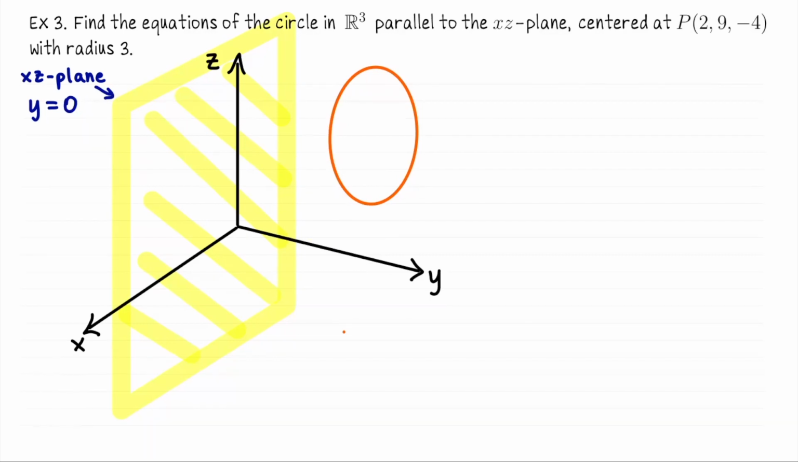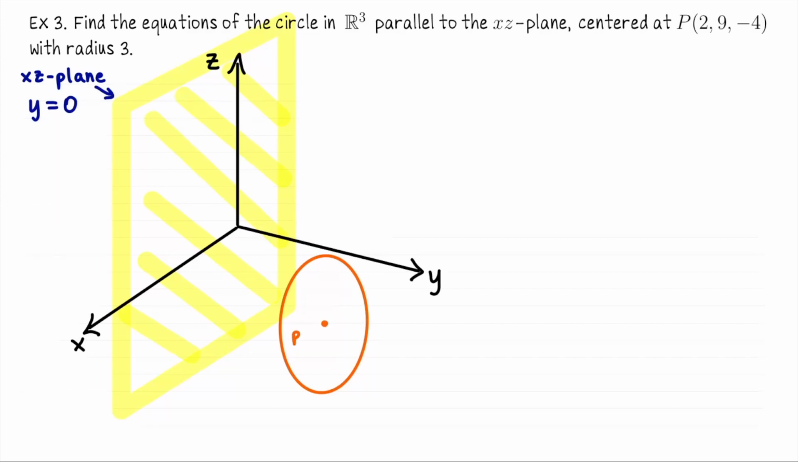Again, it's hard to draw this in a three-dimensional setting, but I'll just do the best I can. And then I put this down there because the z coordinate of the center is -4. So let's say this is the circle. So the center is the point (2, 9, -4), and its radius is 3.